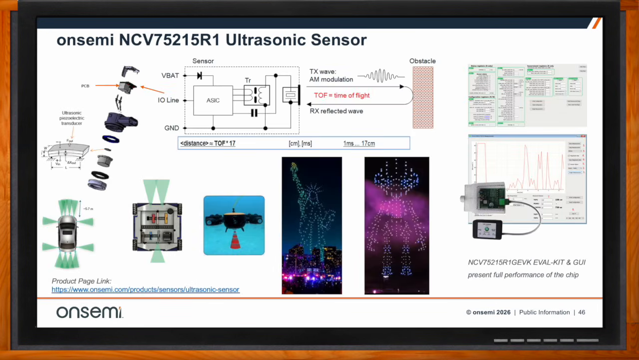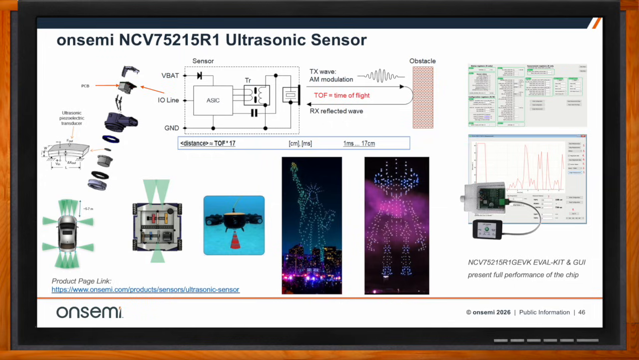There's many pieces to it, one of which is the ultrasonic piezoelectric transducer, which this device basically vibrates. That creates a transmit wave, AM modulated wave. It leaves the device and it hits an obstacle. And then there's a reflective wave. We measure that reflective wave to measure the time of flight. And you can see where a drone may be attempting to land, and an ultrasonic sensor can tell the processor how close it is to the ground.